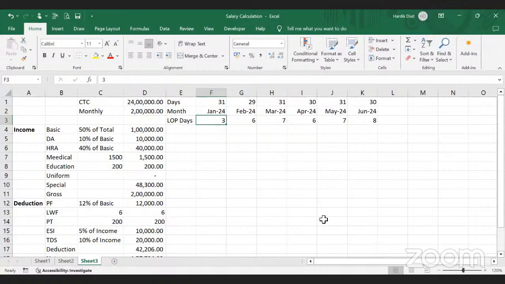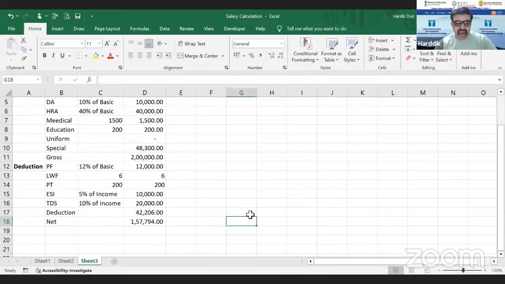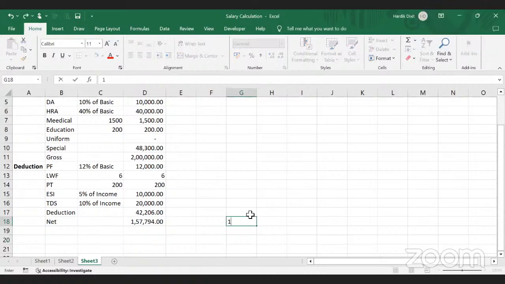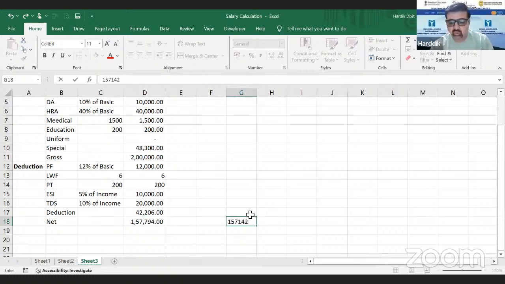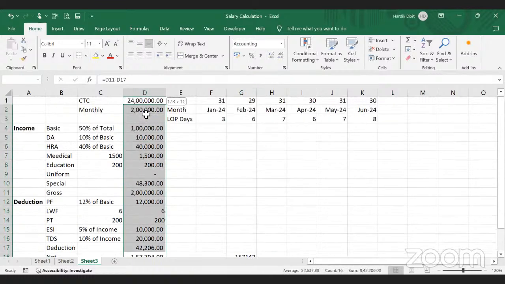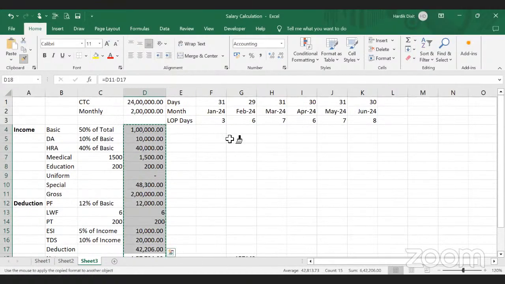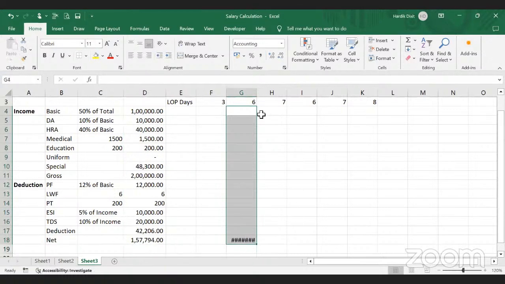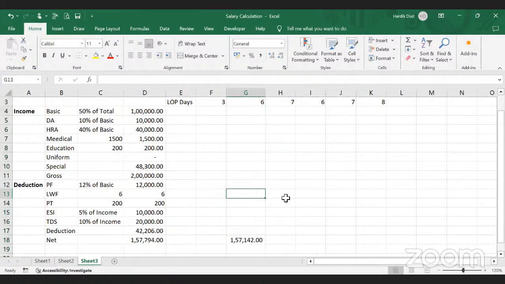So for the month of February, it will be 1,57,142. How much? 1,57,142. 1 lakh 57,142. For the month of February. Yes, sir. So I've taken only 28 days in February and then divided it by the total gross.